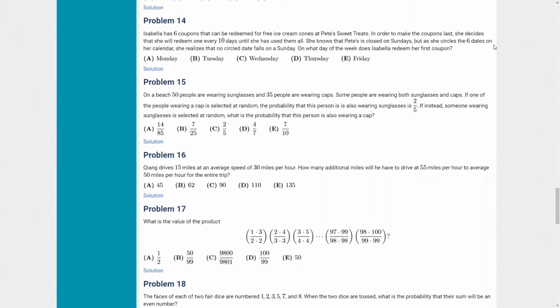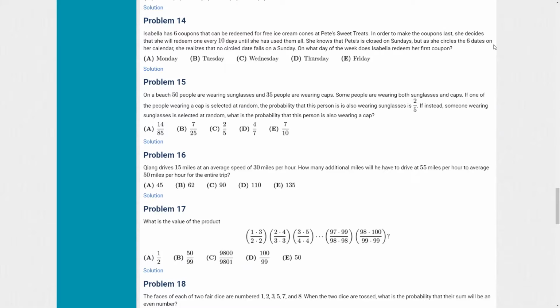Problem number 14. Isabella has 6 coupons that can be redeemed for free ice cream cones on Pete's Sweet Treats. In order to make the coupons last, she decides that she will redeem one every 10 days until she has used them all. She knows that Pete's is closed on Sundays, but as she circles the 6 dates on her calendar, she realizes that no circled date falls on a Sunday. Perfect. On what day does Isabella redeem her first coupon?